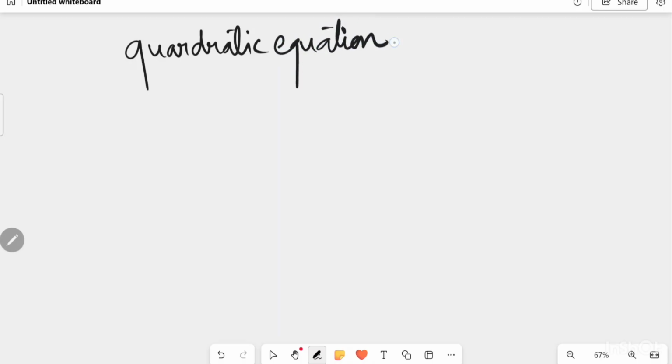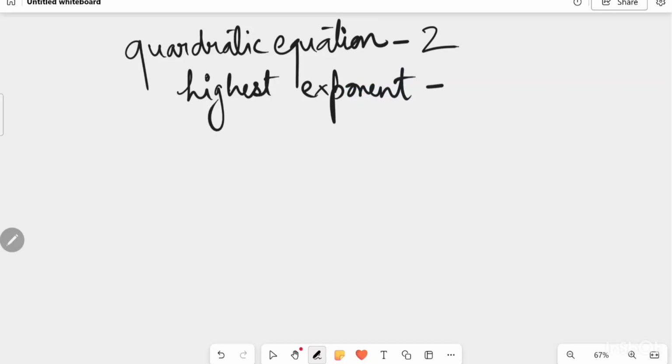So what is a quadratic equation? Let's start from the basics. A quadratic equation is a polynomial equation of degree 2. This means that the highest exponent of the variable is 2.